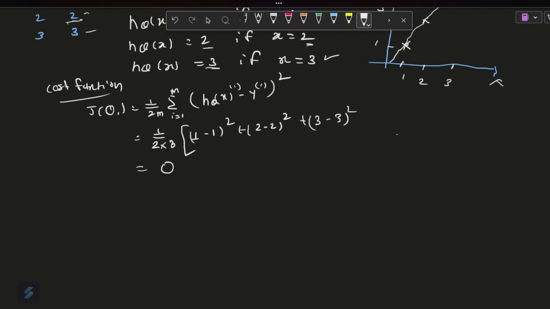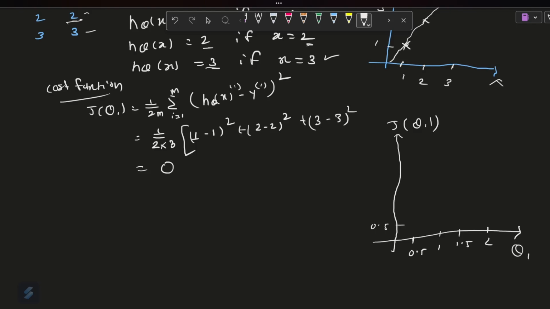If the whole equation becomes 0, we draw a simple graph for that. We write one more graph with respect to theta 1 and J of theta 1. So how does this change? This axis is 0.5, 1, 1.5, and 2. Similarly, 0.5, 1, 1.5, and 2. This is your cost function.